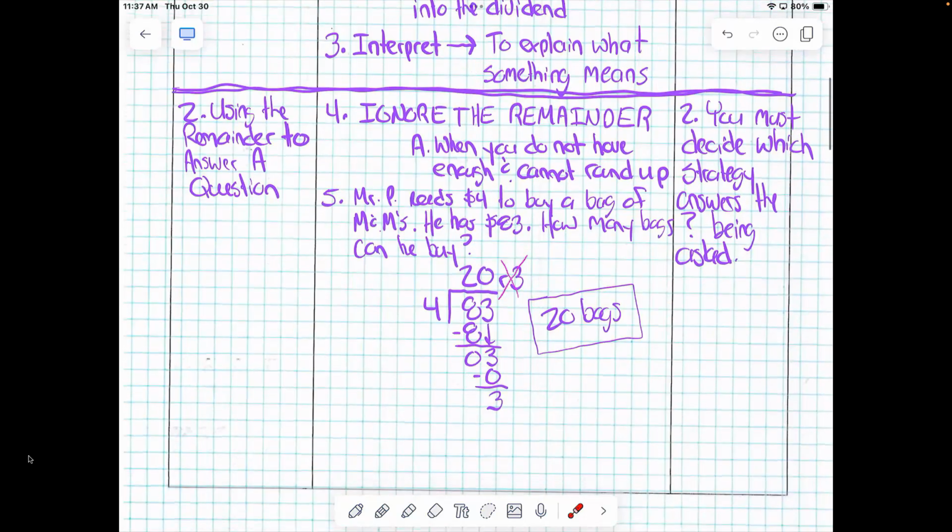So when I went to the store and bought some M&Ms, I had $83. Remember that? M&Ms cost $4, right? 83 divided by 4 is 20, remainder 3. So I had enough money to buy 20 bags of M&Ms, and I had $3 left, right?